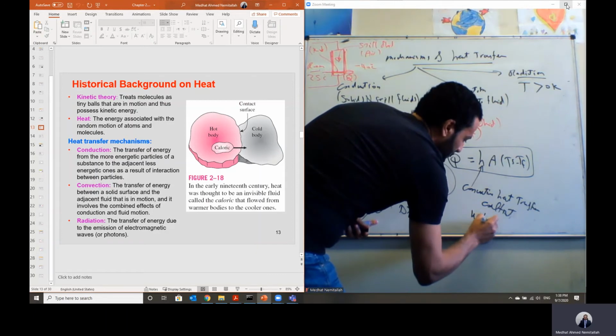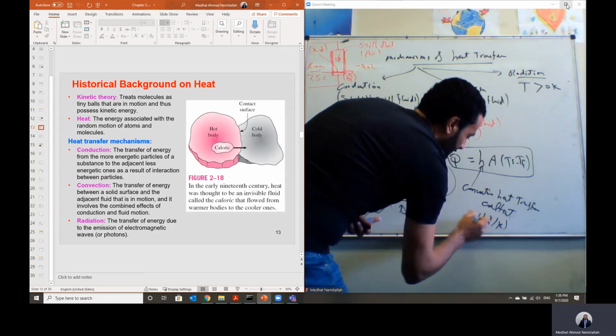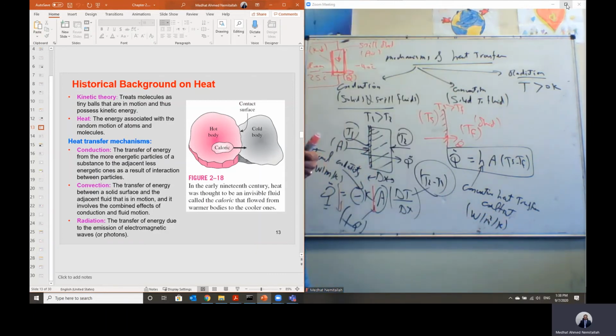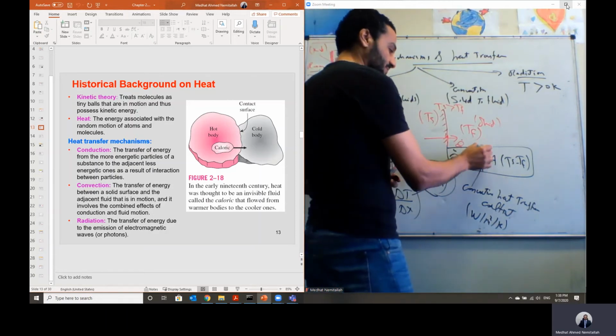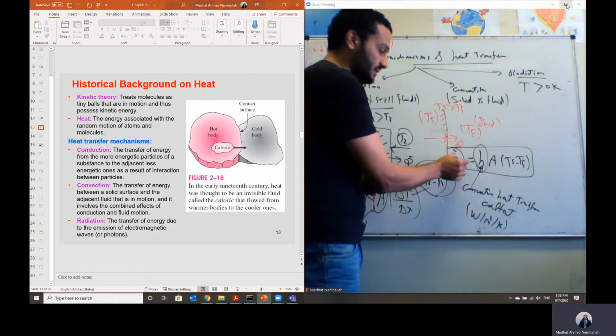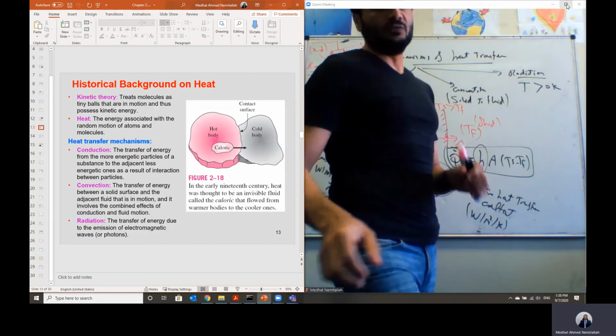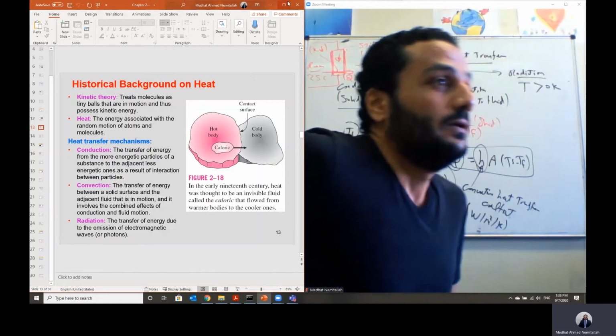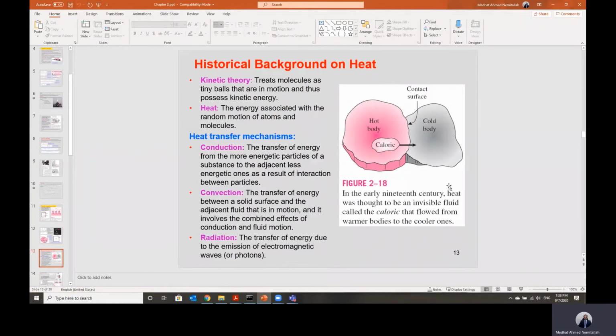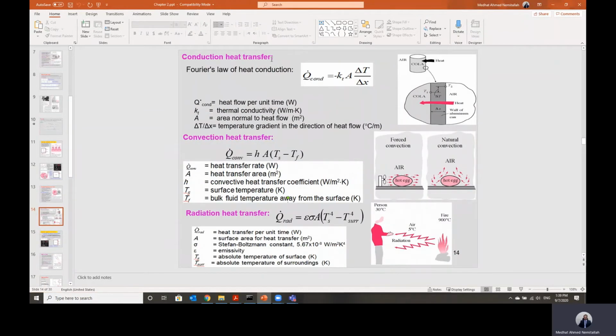It should be calculated in watt per meter square per Kelvin. Based on this heat transfer coefficient, we can calculate the heat transfer. We have two mechanisms: heat transfer by conduction, which is minus kA delta T by delta X, and heat transfer by convection, which is h multiplied by area multiplied by the temperature difference, Ts minus T fluid.